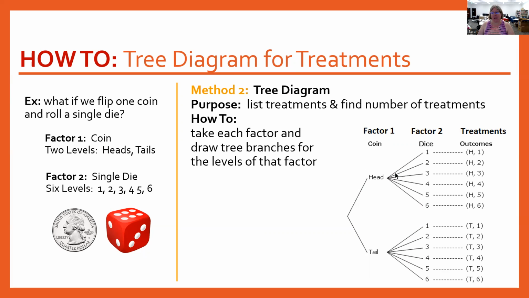From the heads, I'm going to draw 6 lines and put the numbers 1 through 6. And same thing with the tails. I'm going to draw 6 lines and put the numbers 1 through 6 for those 6 levels of the single die. Then I have a list of treatments or outcomes: heads and 1, heads and 2, all the way down to heads and 6, and then tails and 1, tails and 2, all the way down to tails and 6. That gives us our list of treatments, and we can count these up and see that there are 12 of them, so we know that there are going to be 12 treatments that we need to do.